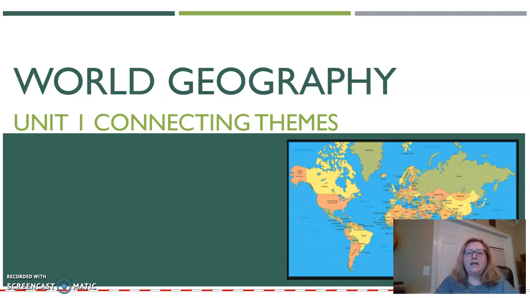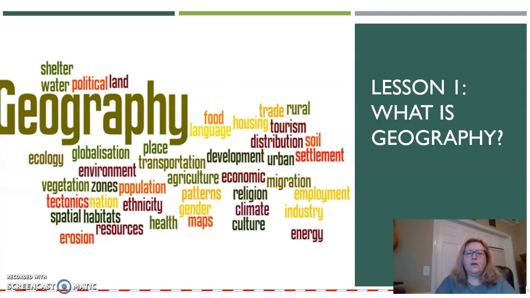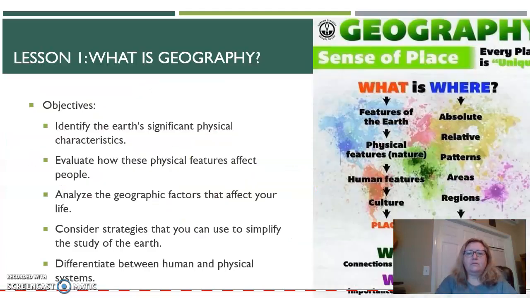All right, so first, connecting themes in world geography. What is geography? So our objectives again, let's look at the physical characteristics. How do these physical features really affect people? Because that's what we're here for with all of these things: how are these utilized in our lives? How do they affect our lives?